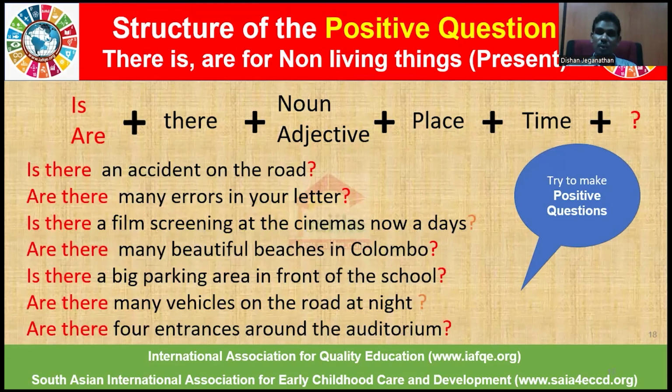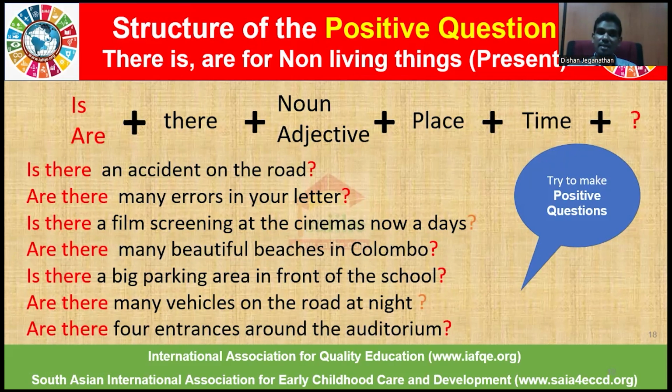Now let's look at the positive questions for non-living things. So the structure is or are plus there plus noun and adjective followed by place and time. The first one, is there an accident on the road? Accident is a noun which we have been going through in our previous slides in the positive and negative sentences. So you begin the question with is there? Likewise, are there many errors in your letter? Errors is plural. Therefore, we make use of are in the beginning of the question.